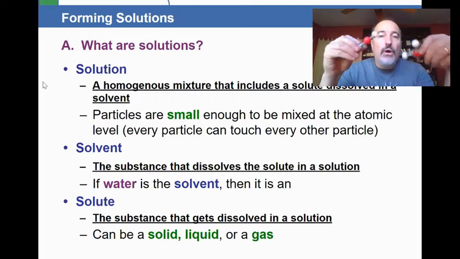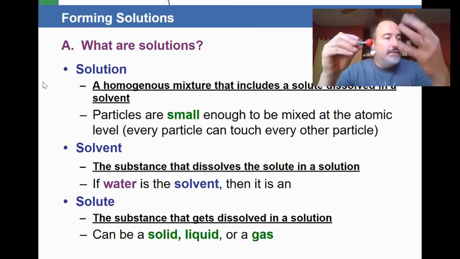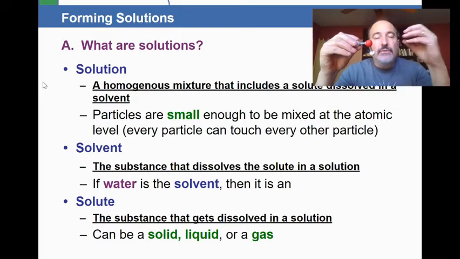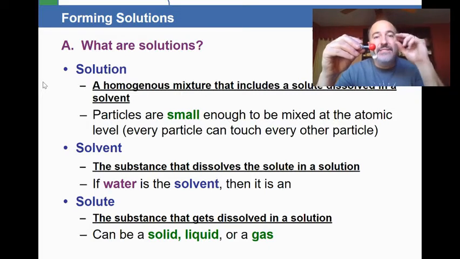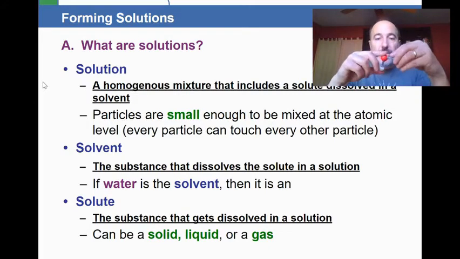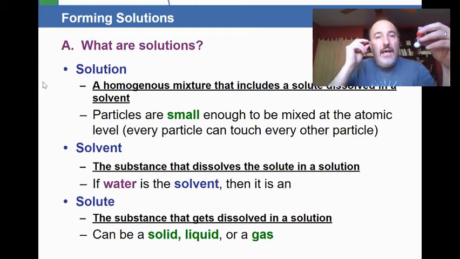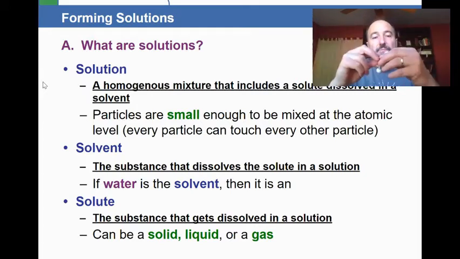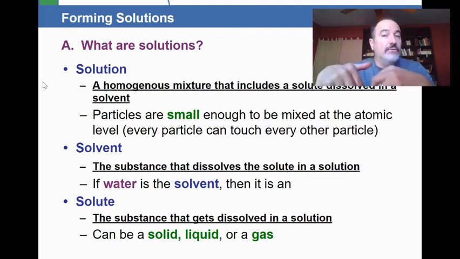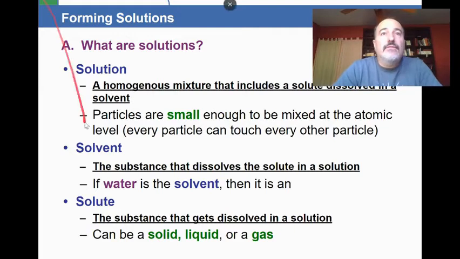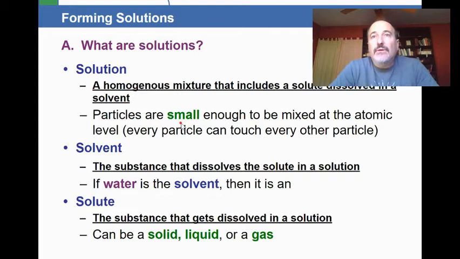So that if you're talking about water molecules, for example, and salt, the salt particles would be ions and they would be at the same size as the water molecules. So that every particle of the solute has an opportunity of touching every particle of the solvent, okay? That's what it means by particles are small enough to be mixed at the atomic level, so every particle can touch every other particle.